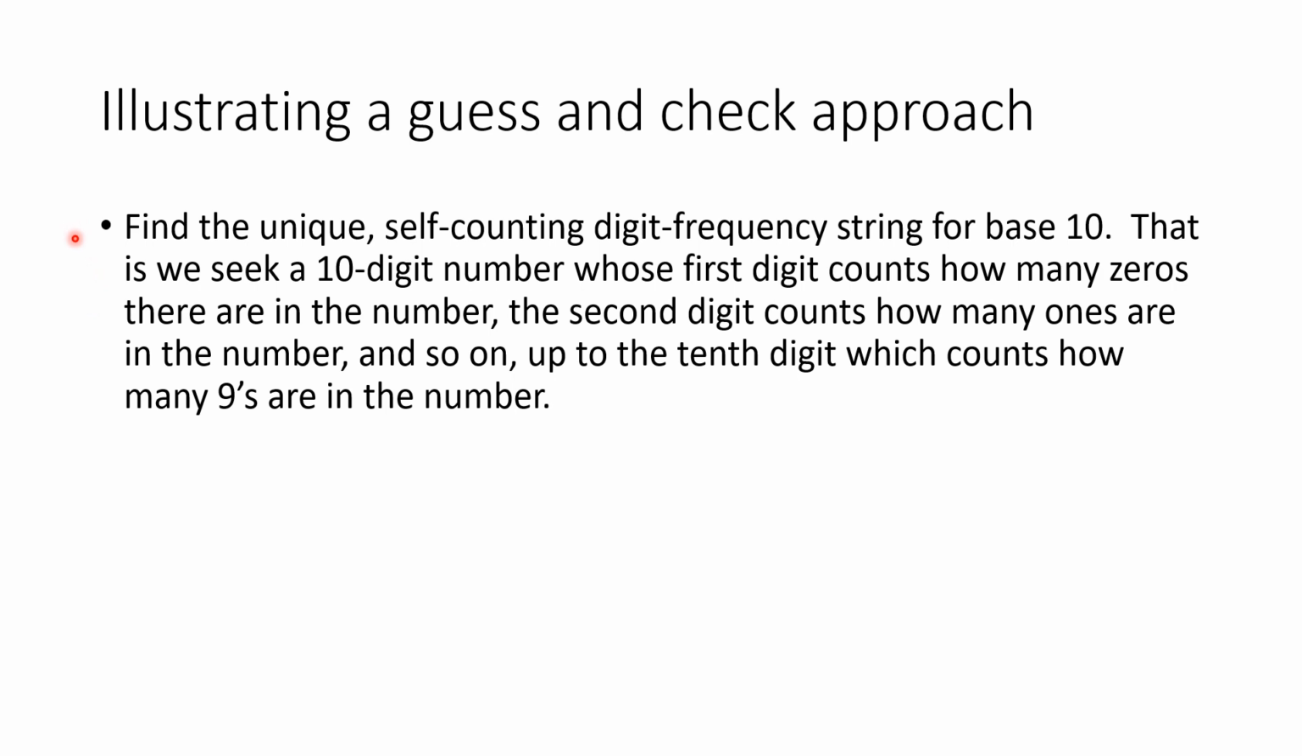One of those problems was to find the unique self-counting digit frequency string for base 10. That is, we seek a 10-digit number whose first digit counts how many zeros are in the number, the second digit counts how many ones are in the number, and so on, up to the 10th digit counts how many nines are in the number. And this was offered to illustrate a guess and check approach.